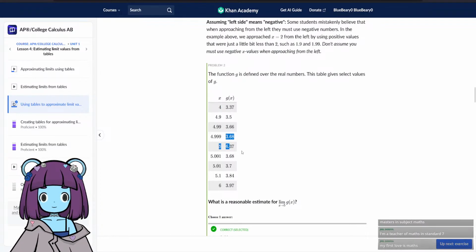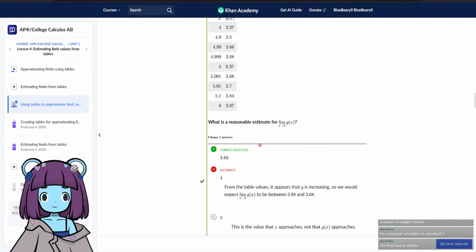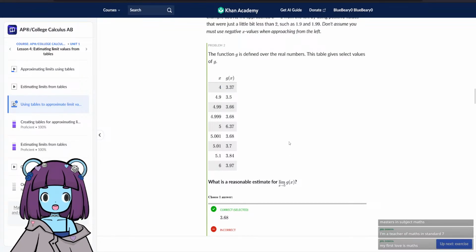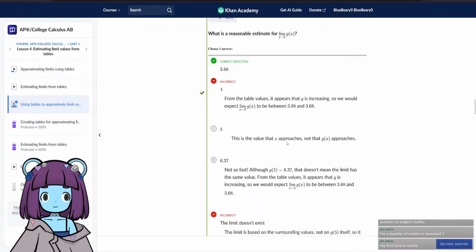Okay, that's interesting. My first love is maths. I think my first love is music. My second love was chemistry. My third love is, I think, maths.